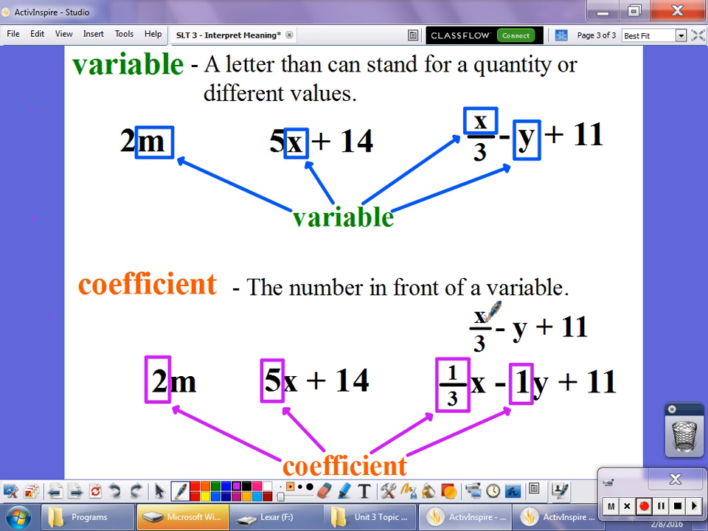Now the other one that's tricky is this x divided by 3. X divided by 3 is the same as 1/3 of x. So when we write it this way, we can clearly see that the coefficient of x is 1/3.